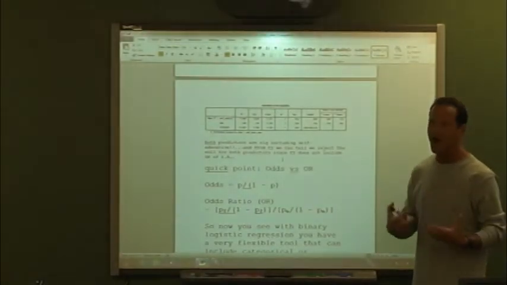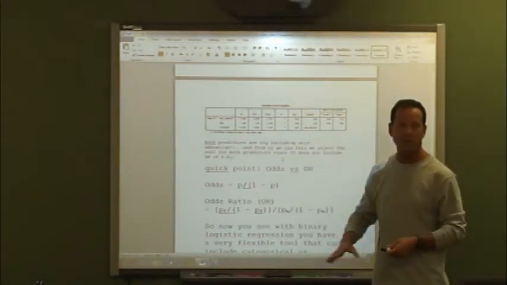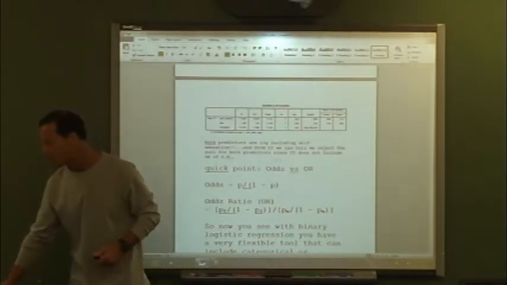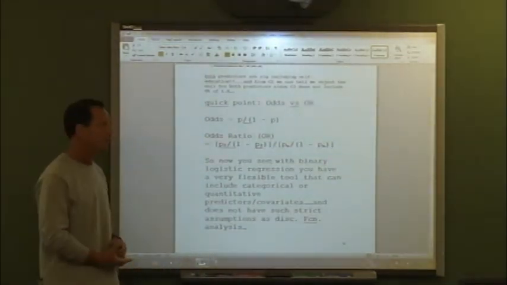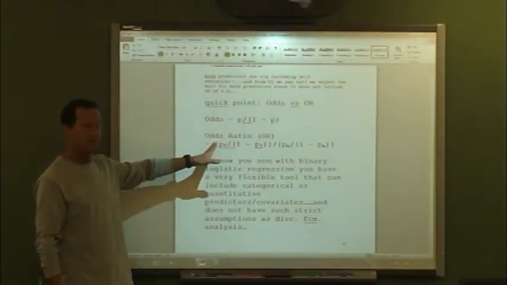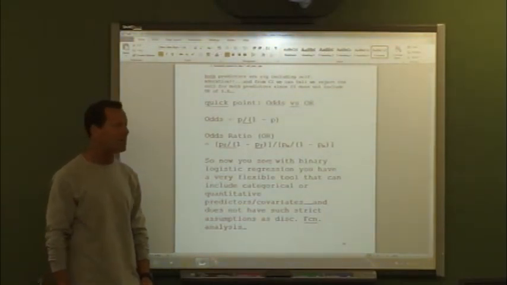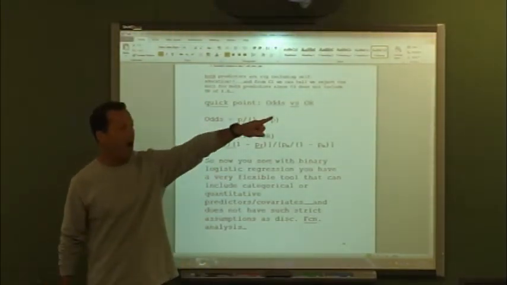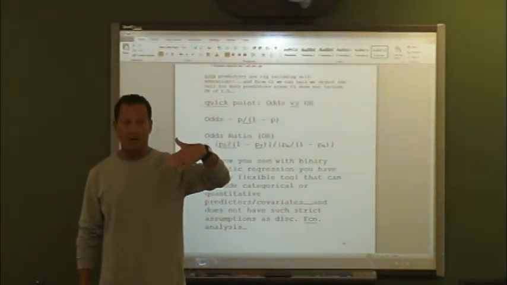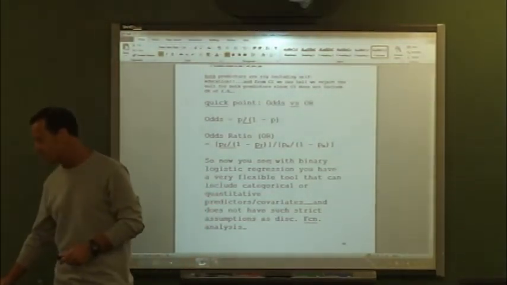Quick point, odds versus odds ratio. Odds is probability over 1 minus probability, right? Everybody's got that? The odds ratio would be probability over 1 minus probability, maybe for females, divided by probability over 1 minus probability for males. So that's an odds ratio. So there's the odds for getting an ace. That's the odds ratio, maybe takes males over females. And that's an odds ratio.